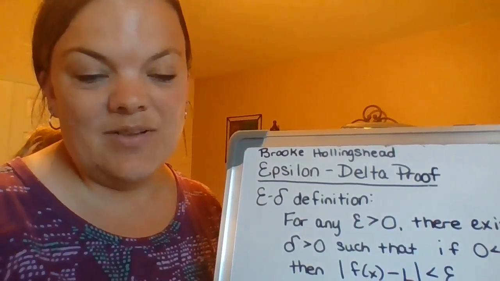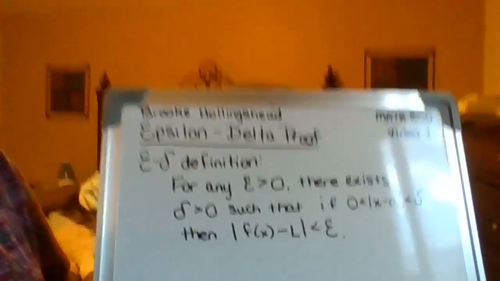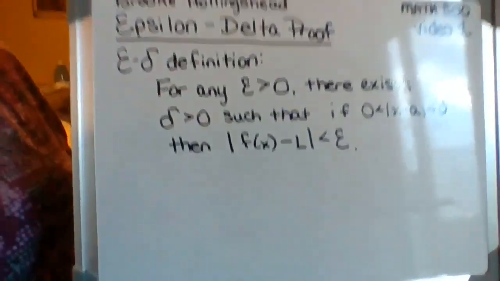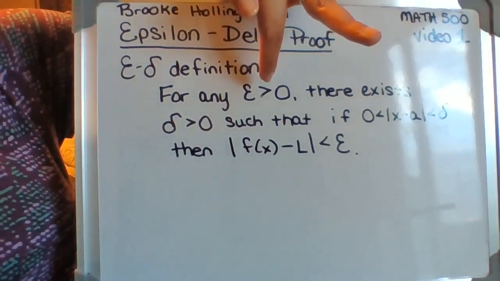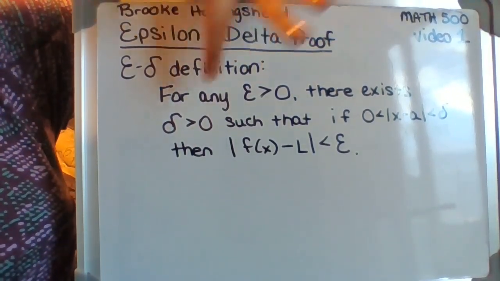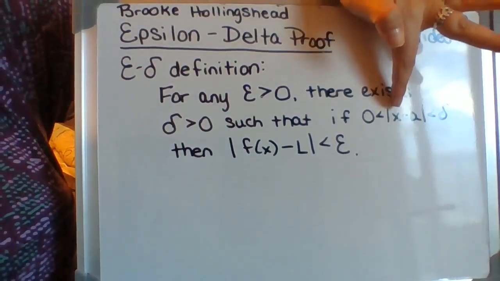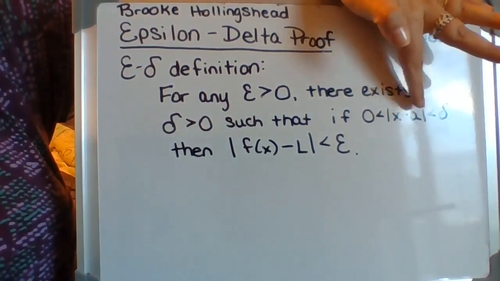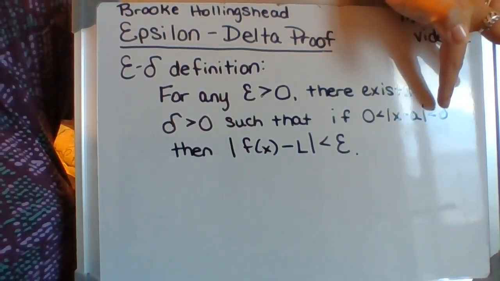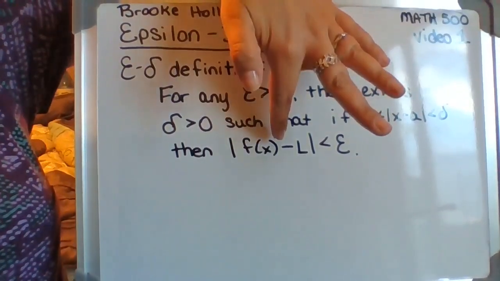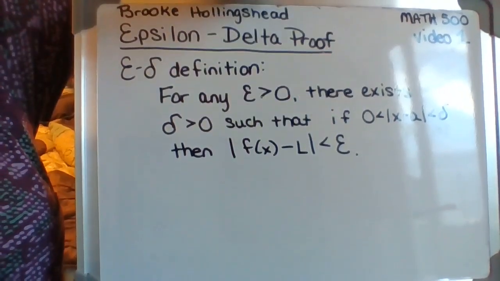Today we're doing an epsilon delta proof, and I'm going to start by talking to you about the epsilon delta definition. The epsilon delta definition states that for any epsilon greater than 0, we have a delta value greater than 0, so that if the distance between x and a certain x value, so between x and a, is within delta, then the distance between our function and the limit is going to be within epsilon.